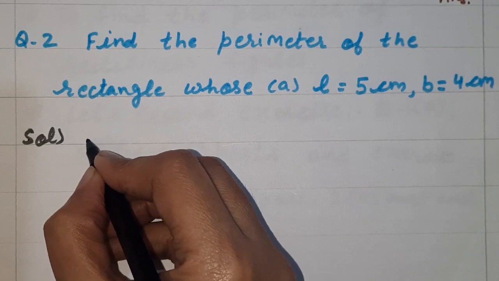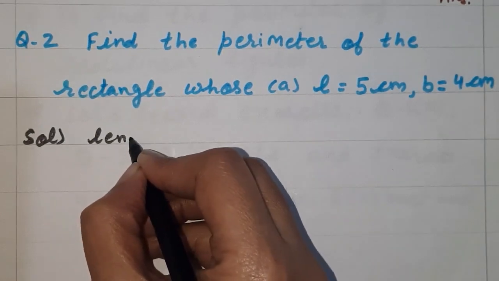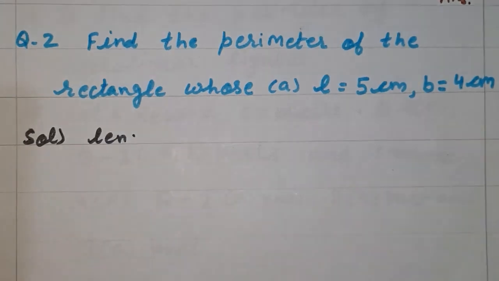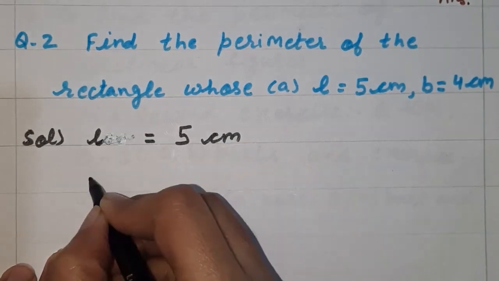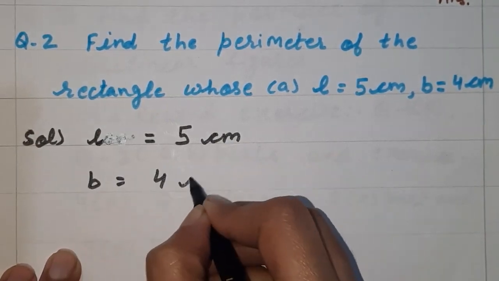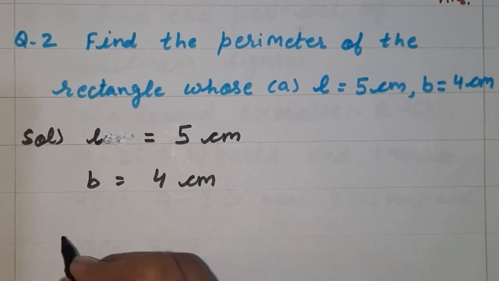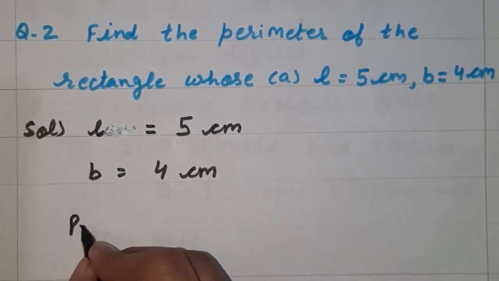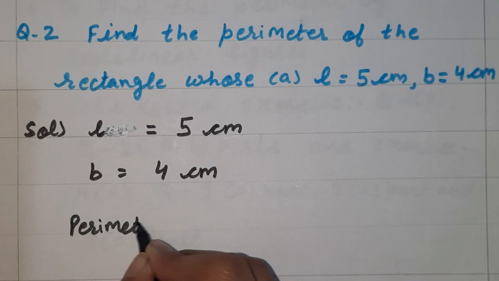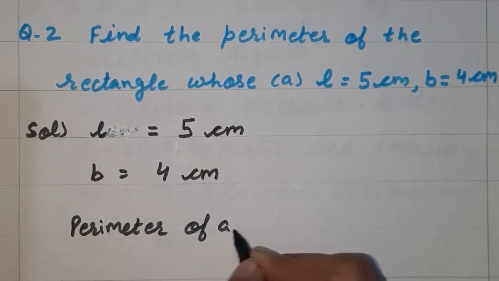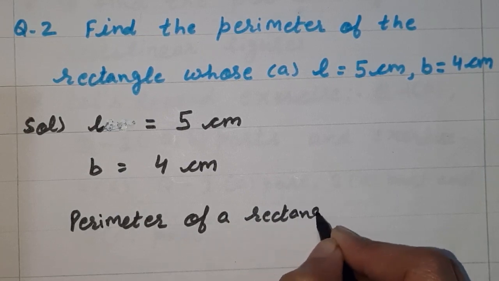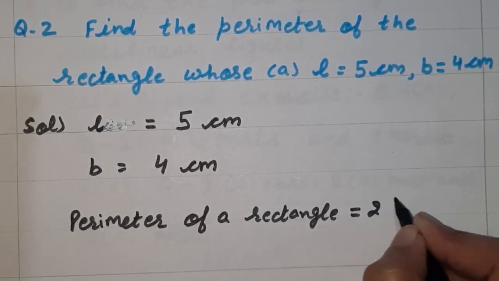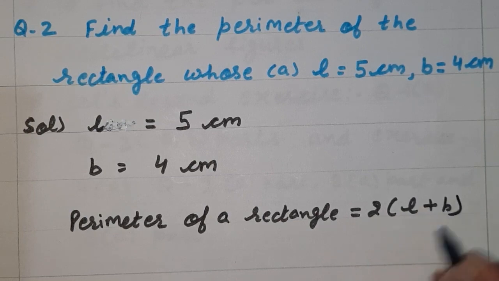Length, in short you can write down as it is given in your question. Length is equal to 5 centimeter, breadth is equal to 4 centimeter. Okay, now perimeter. Perimeter of a rectangle is equal to 2 bracket length plus breadth bracket close. If you are putting multiply sign, that is also okay.